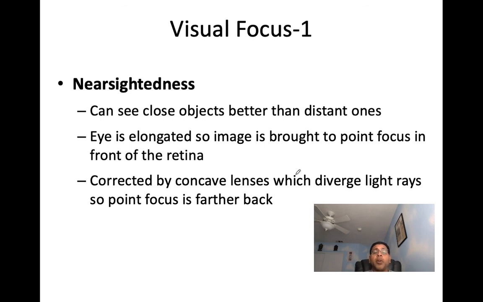Now let's talk about visual focus problems. First we have nearsightedness. In nearsightedness, the patient is able to see close objects better than distant ones. In these patients, their eye is elongated, so the image is brought to a focal point that's in front of the retina versus on the retina. This condition is corrected by concave lenses, which diverge light rays, so that puts the focal point further back on the retina versus in front of the retina.